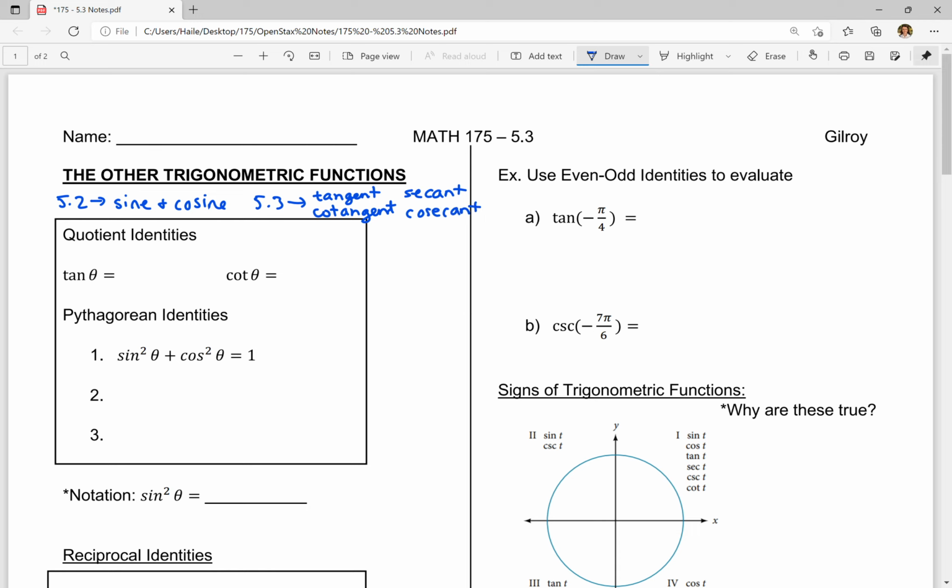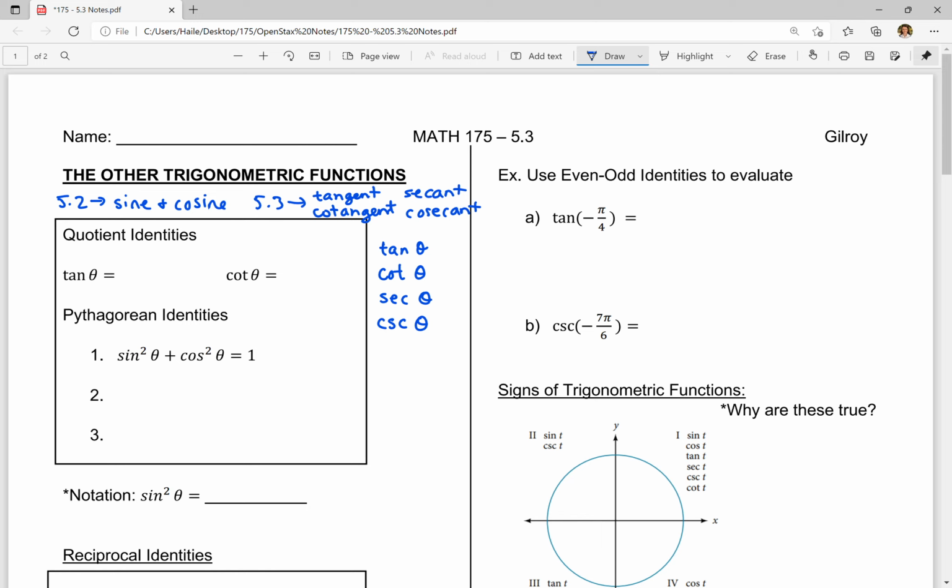So we write these as follows. Tangent we write as tan of theta, cotangent we write as cot of theta, secant is sec of theta, and cosecant is csc of theta. So when we solve these other four trigonometric functions, we use what are called identities. Identities are basically formulas that help us to solve things in different ways. That's the way we want to think about it right now.